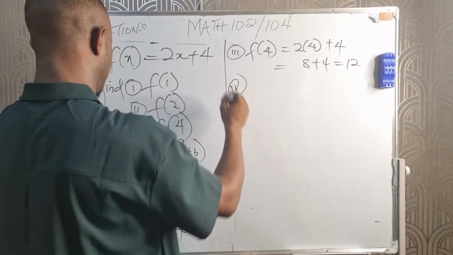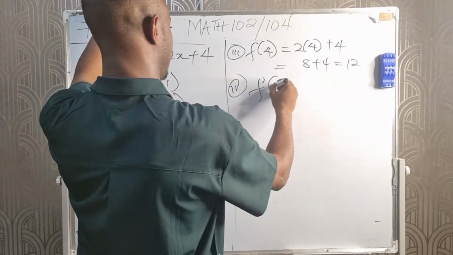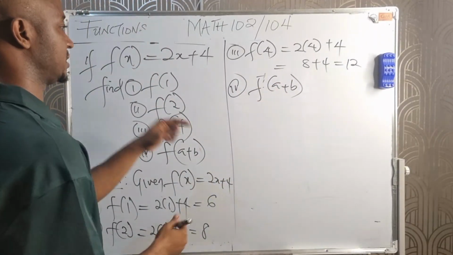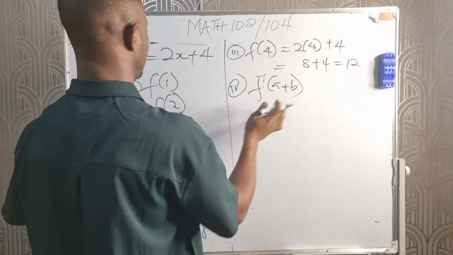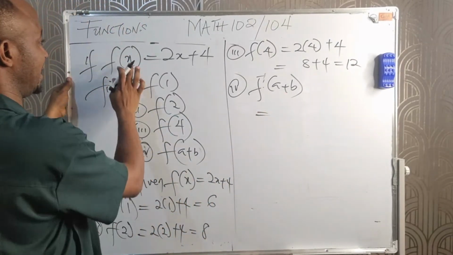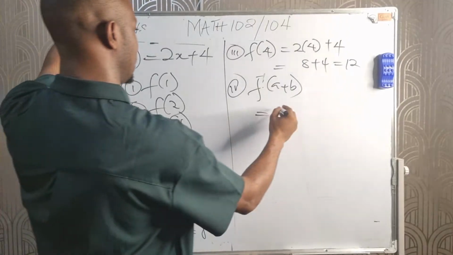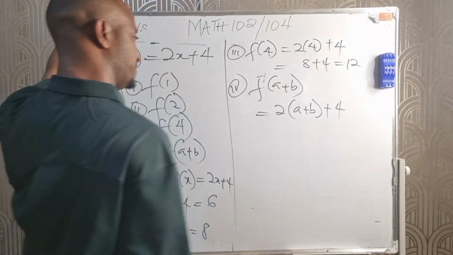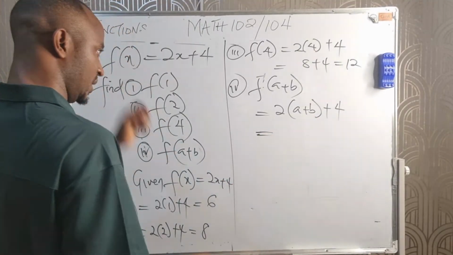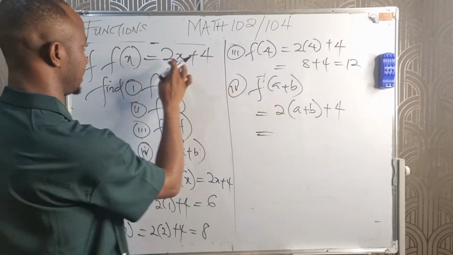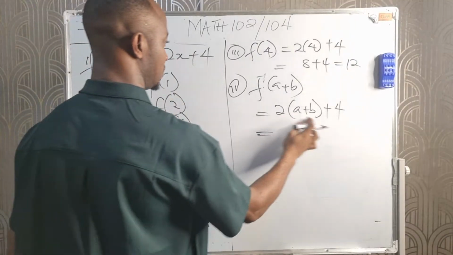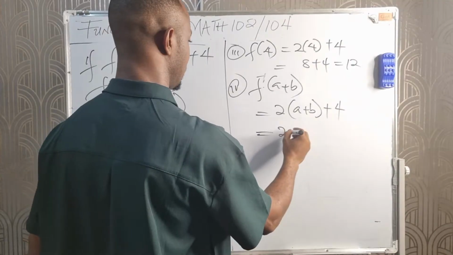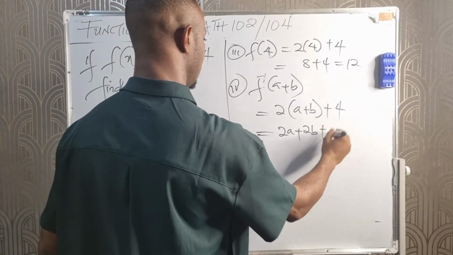The fourth says f of a plus b. The same way we solve for all, we're going to solve for this. It simply means in this function, I will replace my x with a plus b. That will give us 2 times a plus b, plus 4. What we just did was substitute the value of x as a plus b. So I'm going to expand this as 2 times a, that gives 2a plus 2b plus 4.